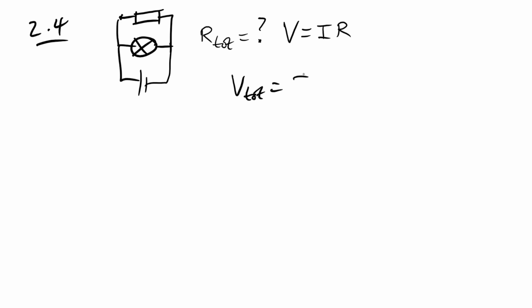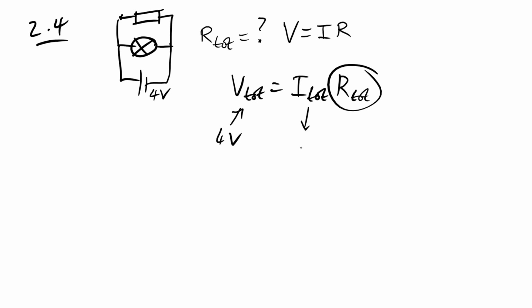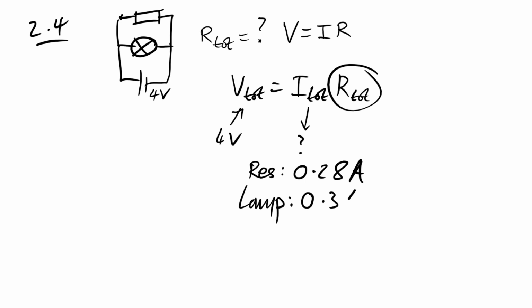So I'm just going to write down V total equals I total times R total. And that's what we're looking for. So we know that it's 4 volts. So what's this going to be? Well, looking at our graph again, I can see 4 volts with the resistor gives me a current of 0.28 amps, whereas the lamp gives me a current of 0.36 amps. Therefore, combining those two, we end up with the total current flowing through the whole of the circuit. So it's going to be 0.64 amps.